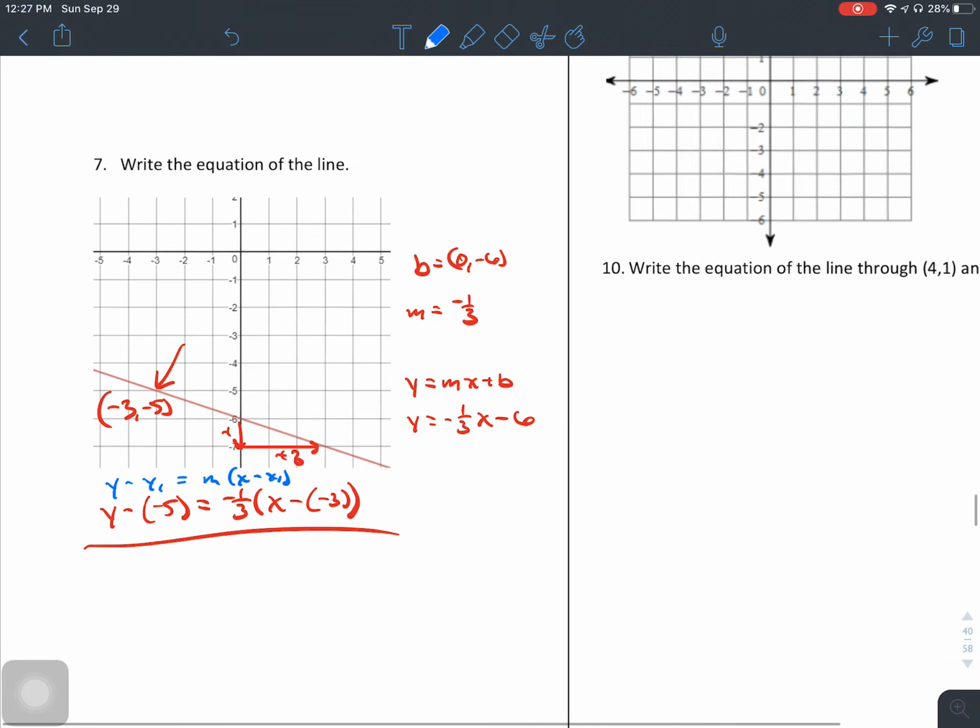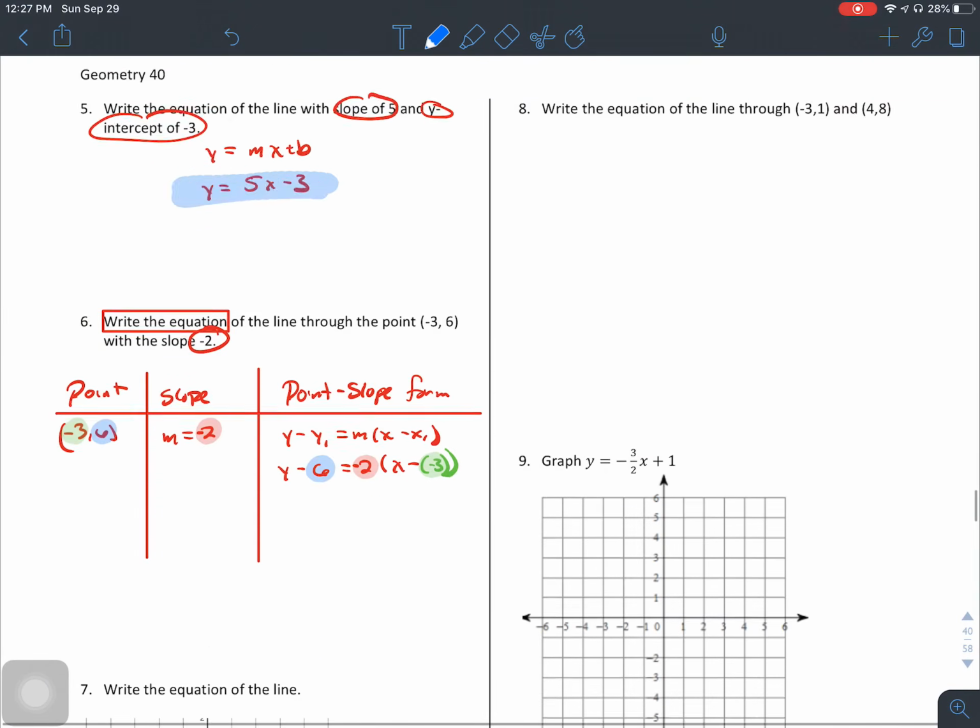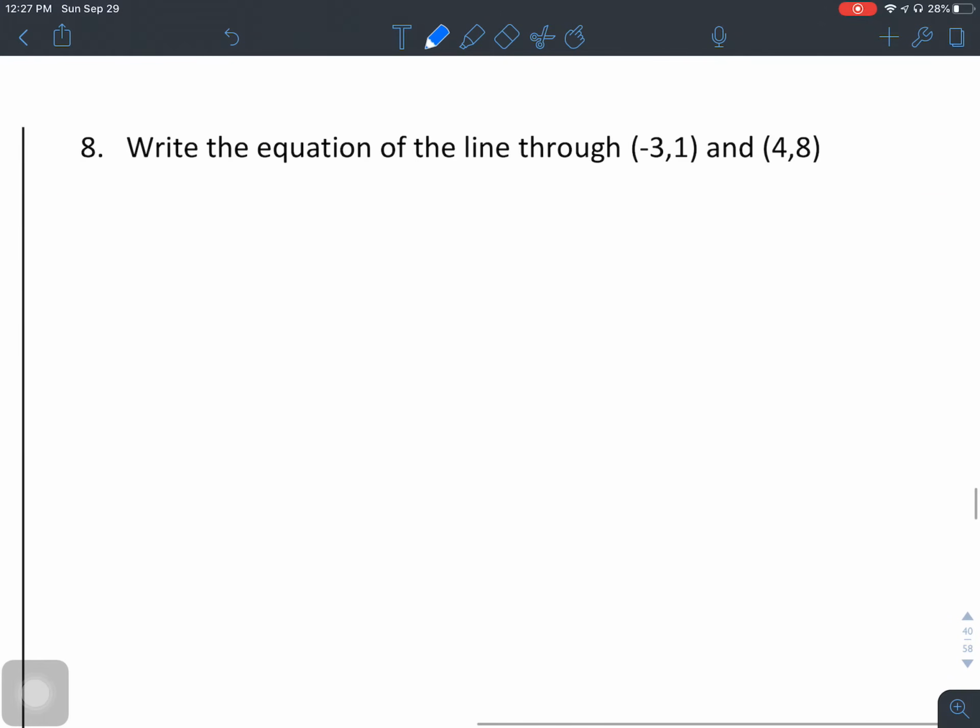Otherwise, it's essentially the same. Number 8, write the equation of a line through these 2 points. Do we have the slope? No. Do we have the y-intercept? No. I wouldn't use slope-intercept form.